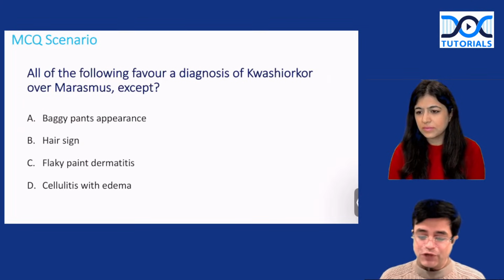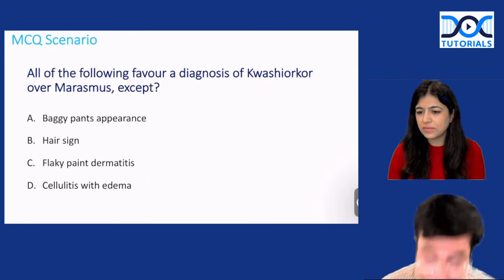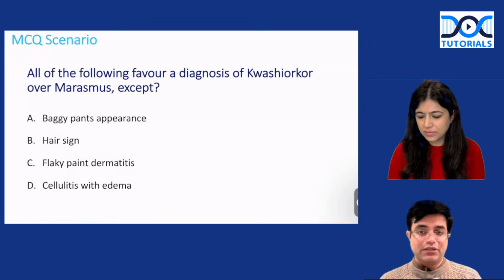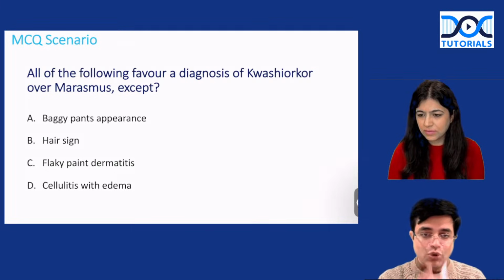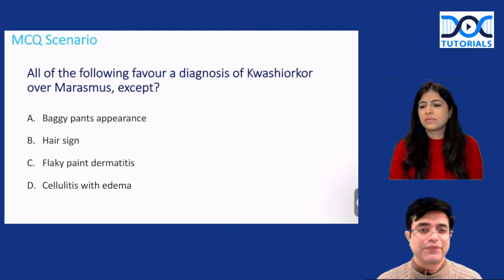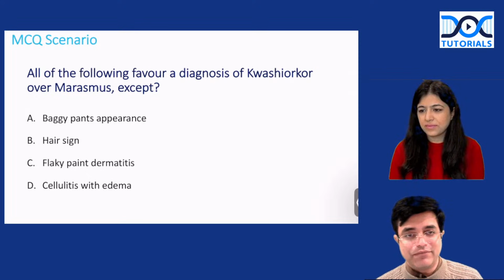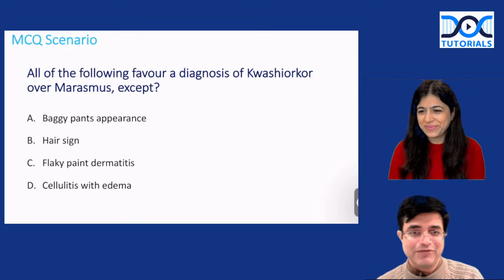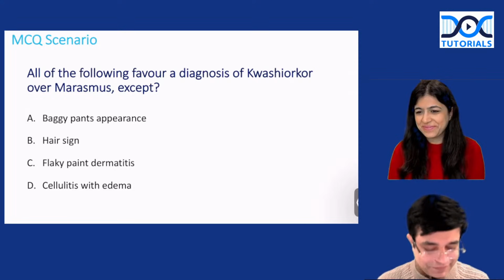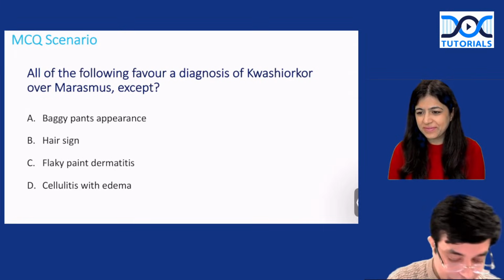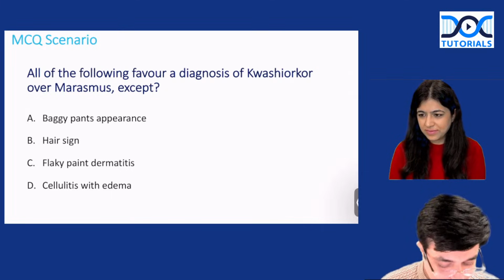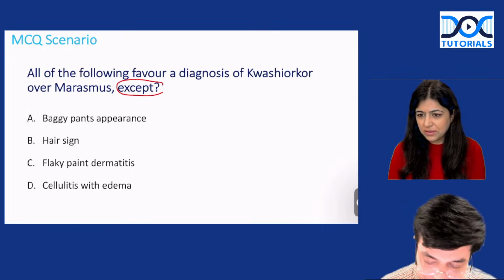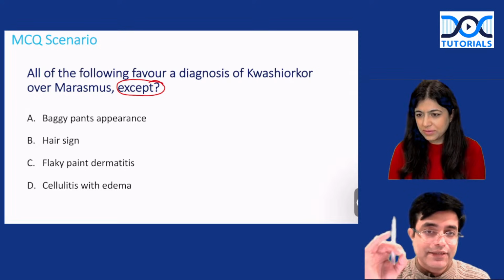All of the following favor a diagnosis of kwashiorkor over marasmus except, which is favoring kwashiorkor over marasmus. Look at the option, tell me the answer. We are moving into a pediatric topic with some derma manifestation. Look at the options, tell me the answer. A, B, C, or D. What is your correct answer? Except word is there. It's similar to INI-CET.